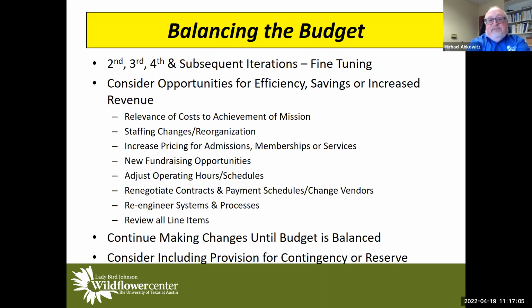And then once your budget is balanced, it's really important to consider having a contingency or reserve in case your guesstimates are wrong, or if revenues don't work out. Fortunately for the Wildflower Center, before the pandemic hit, we had a few hundred thousand dollars in reserve. We needed that when the spring of 2020 hit and our revenues dried up. We were glad we had that reserve. So that is budgeting from the bottom up in a nutshell.